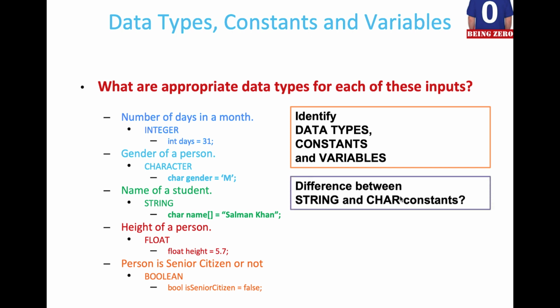Now, if I ask you what is the difference between string and character, Salman Khan is a string, M is a character. So one difference that clearly is visible is strings are in double quotes, characters are in single quotes. So that is the difference.